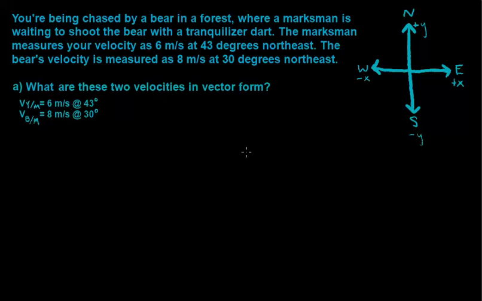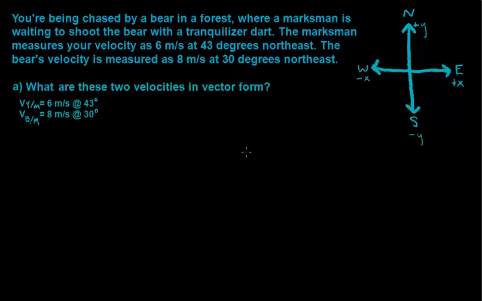So we have a problem here that is going to deal with relative velocities. And it says that we are being chased by a bear in a forest where a marksman is waiting to shoot the bear with a tranquilizer dart. And it says that we have a velocity of 6 meters per second going 43 degrees northeast, and the bear has a velocity measured at 8 meters per second going 30 degrees northeast.